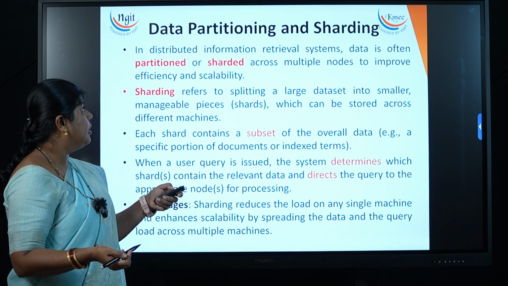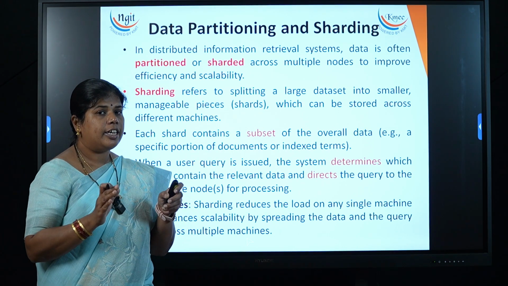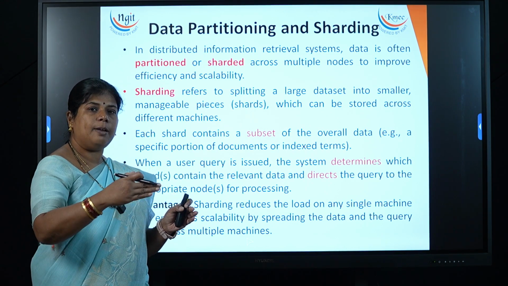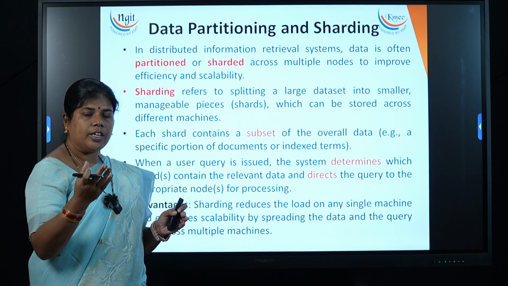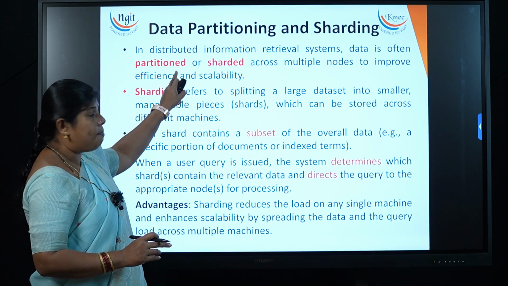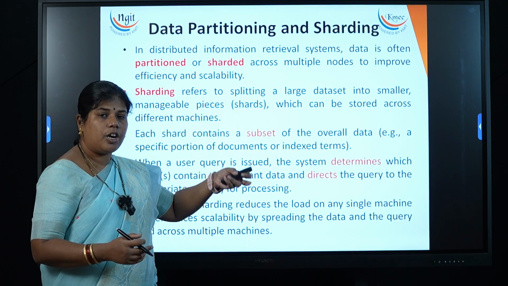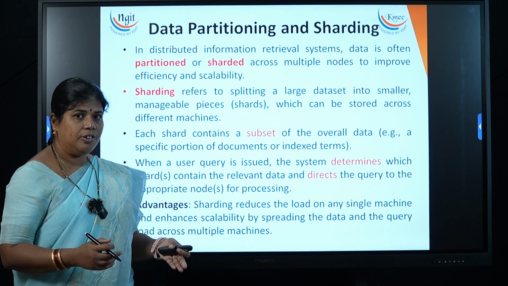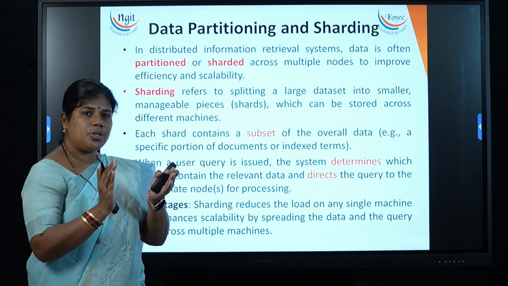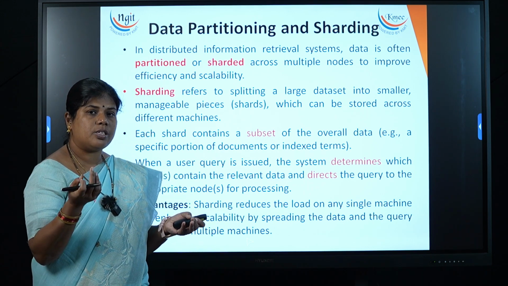Now the next one is data partitioning and sharding. A very important point that you should remember is that you are not capable of storing all the data together. Definitely you have to take the help of multiple systems which are globally distributed, and you should establish connections among these systems. So your data is partitioned. The next one is sharding. Sharding means you have to split your data, divide your data, partition your data. The large data set will be divided into small data sets, meaning a subset of the data set.